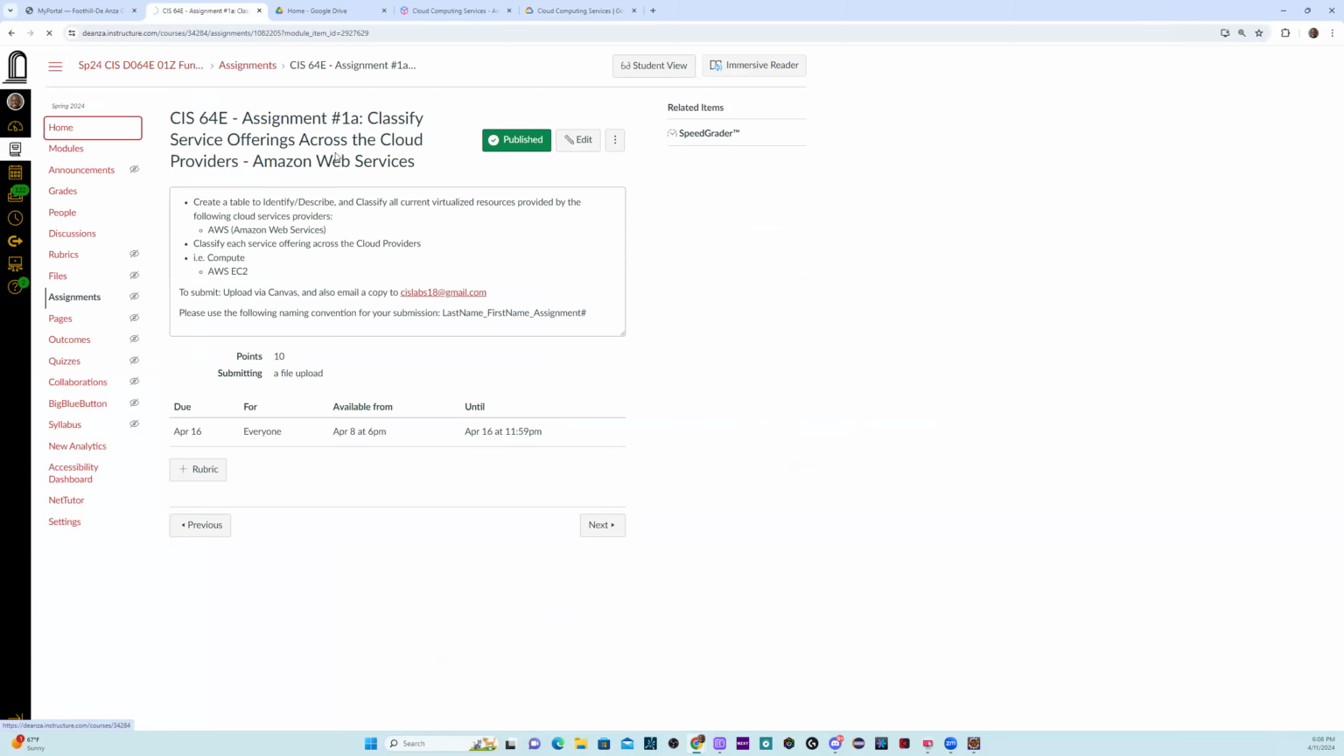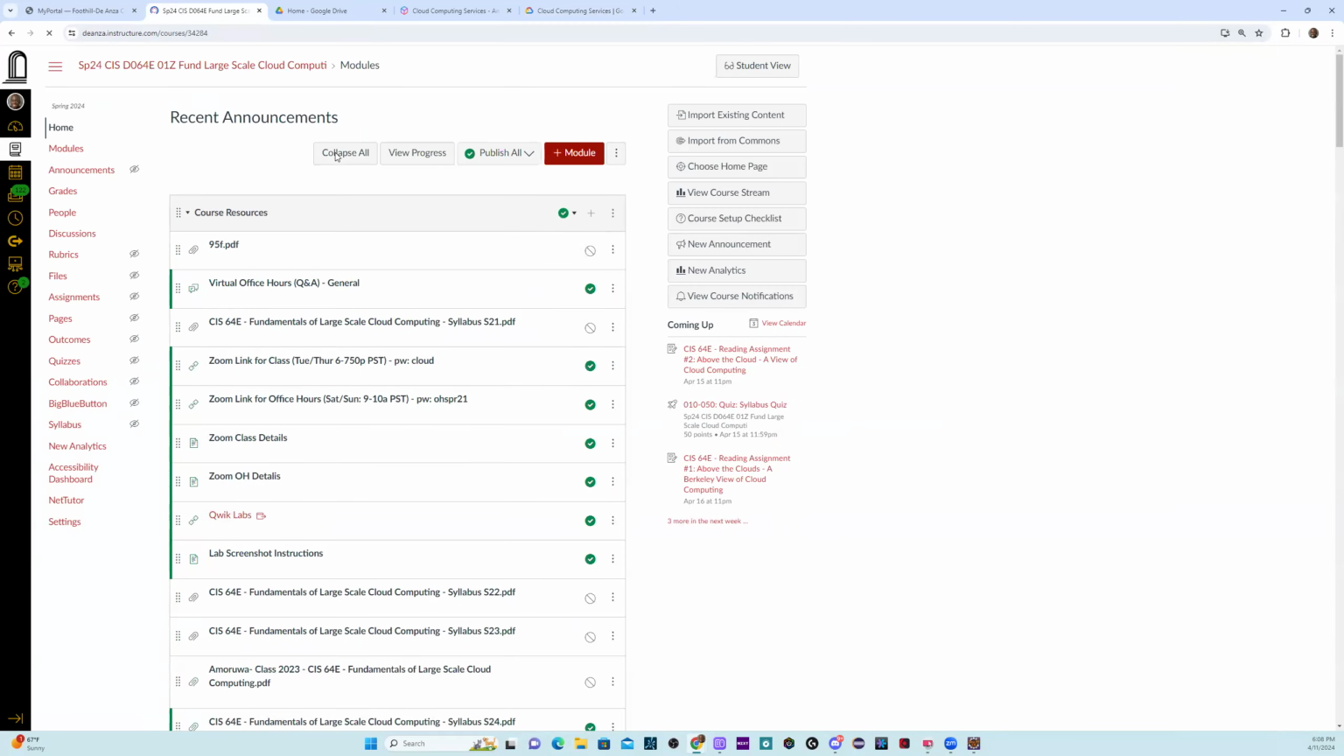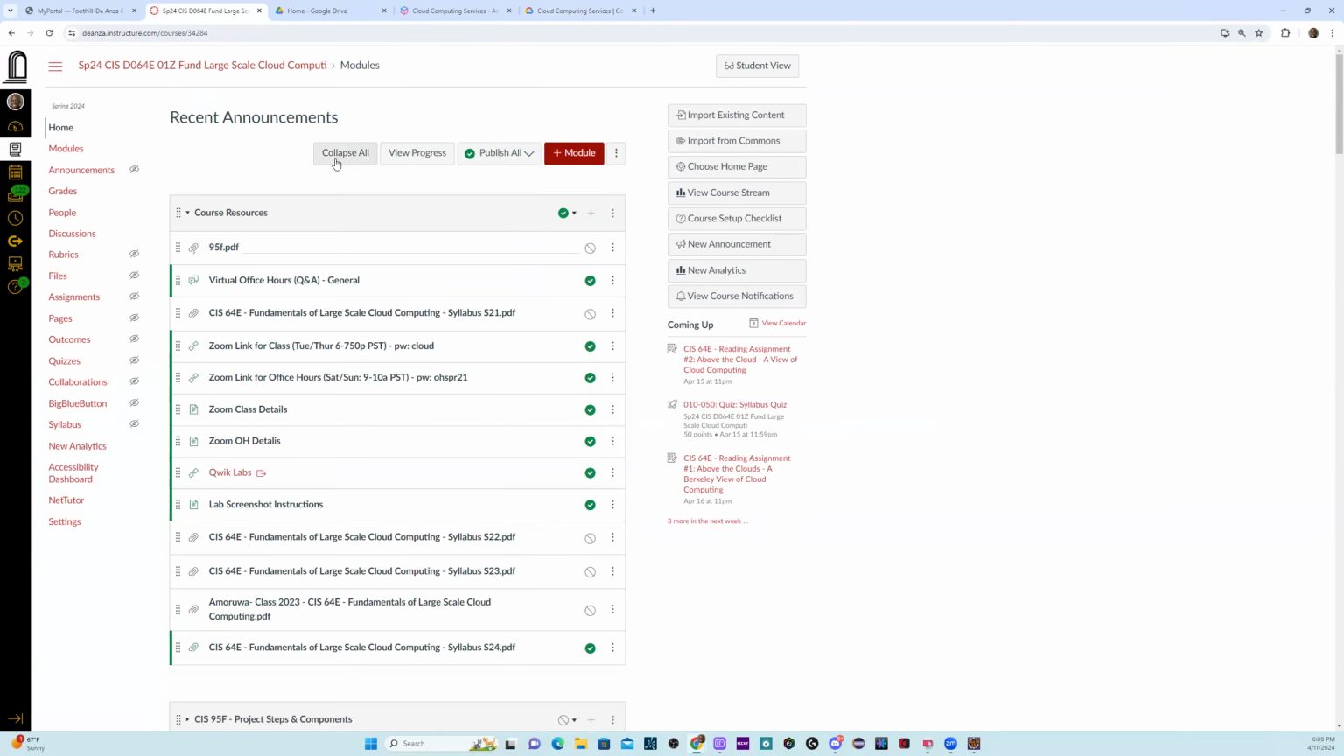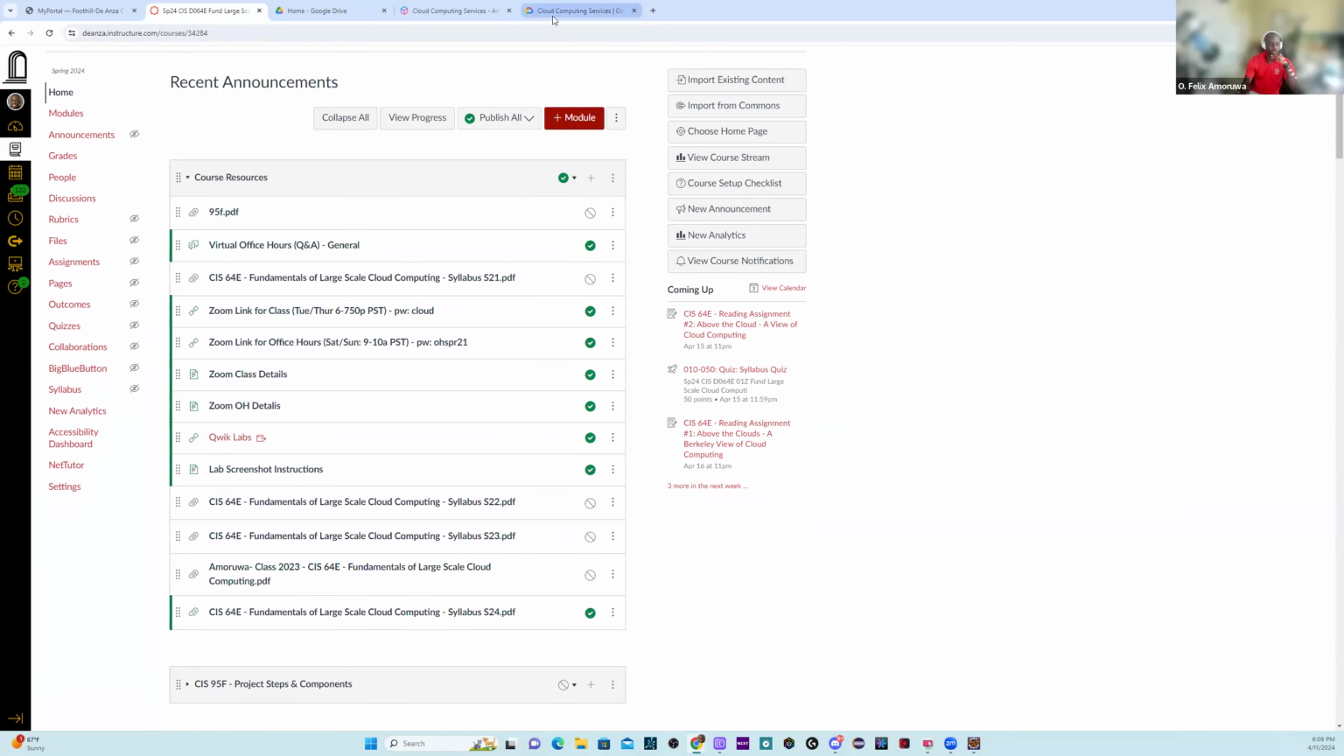Sorry for interrupting. But I'm assuming we have to write down the list for every single section of both AWS and Google Cloud, or is it just a specific portion? It's for all of the sections. Got it. Thank you.